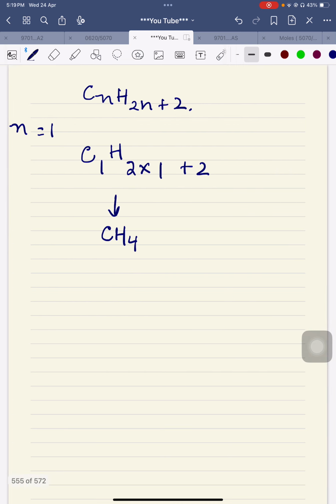So here, if we are writing CH4, it is telling us that it has one carbon atom. So it will be meth here, okay? And its ending name will be ane, so it will be methane. So this is meth and ane. It is telling us that it is one carbon atom and it is an alkane, okay?